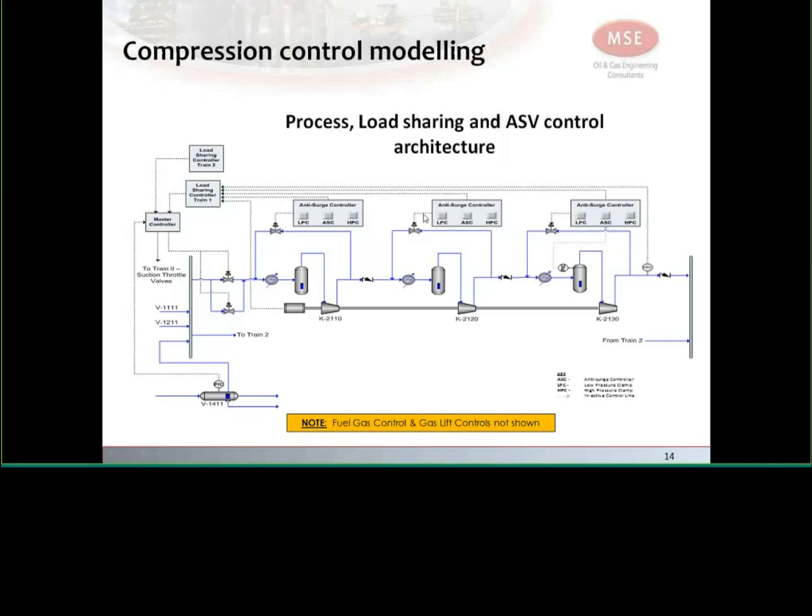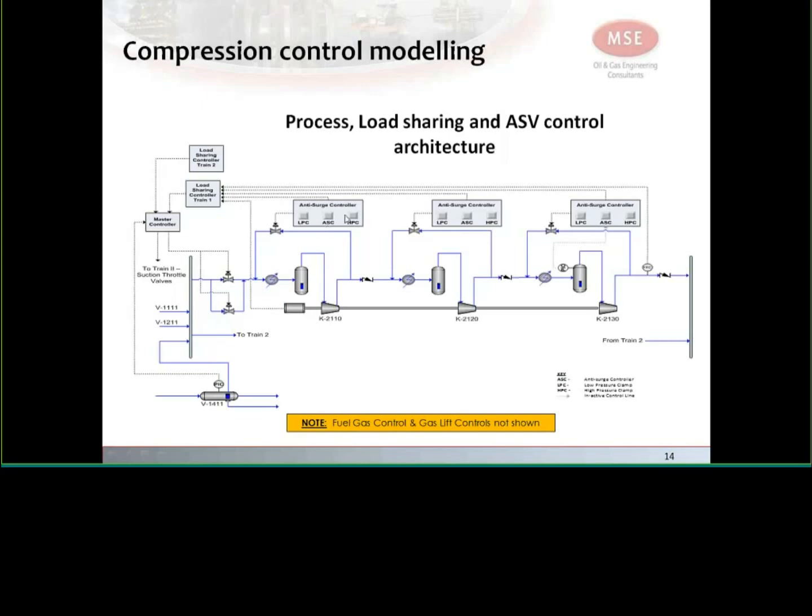But we had to evaluate if the controller was actually doing what it was designed to do. So from this diagram, what you can take away is that you have the master controller that is taking the signal from both load sharing controllers for the trains, but it's also taking signal from a pressure controller on a separator and also a current limiter controller of the motor. So it is quite a complicated architecture if you think about that.